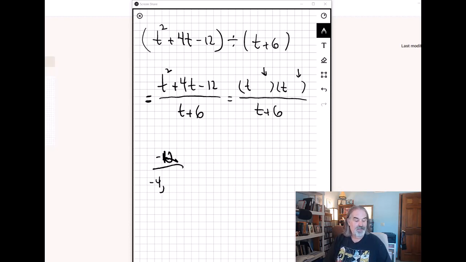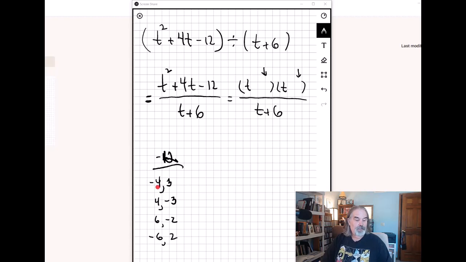Well, I got negative 4 and positive 3. I've got positive 4 and negative 3. I've got 6 and negative 2, and I've got negative 6 and positive 2. There would also be 1 and negative 12, negative 12 and 1. So this list could get longer, but I'm going to stop with these to begin with.